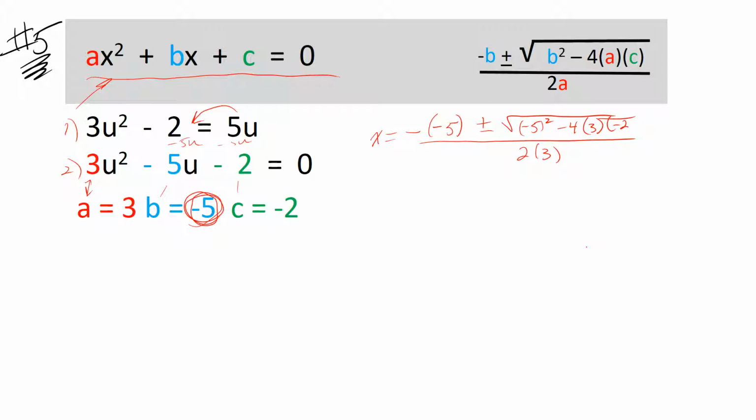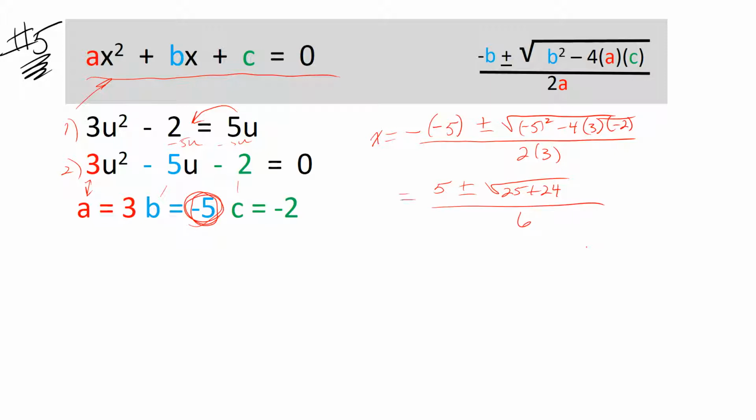All right, so let's try to simplify this. We're going to work inside the square root sign for a little while. On the outside, the minus and minus 5, let's go ahead and make that a positive 5. The plus or minus, and now underneath the square root, negative 5 squared is 25. And then negative 4 times 3 is negative 12. Negative 12 times negative 2 is positive 24. So this is going to be 24. And again, all over 2a, so 2 times 3 is 6.